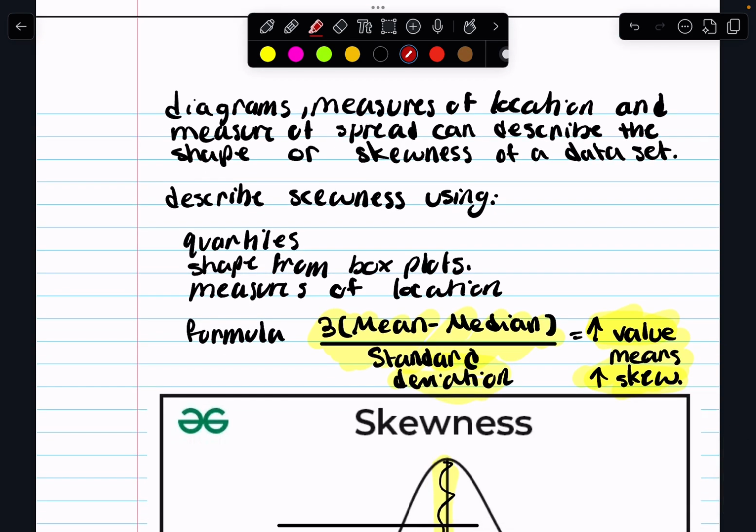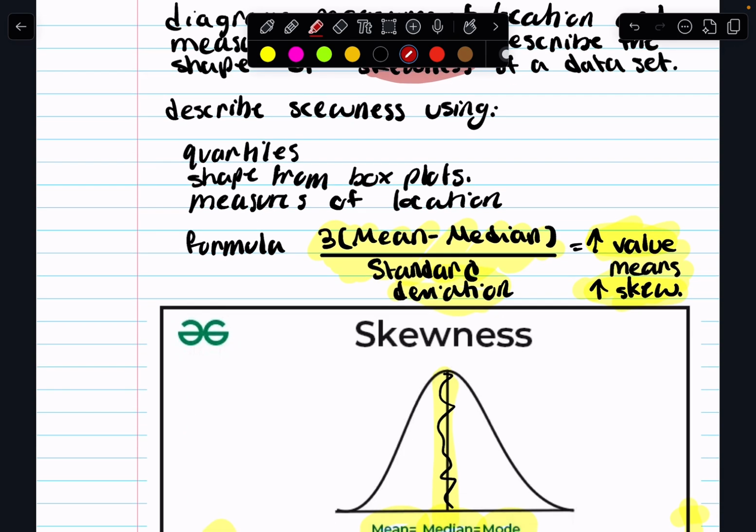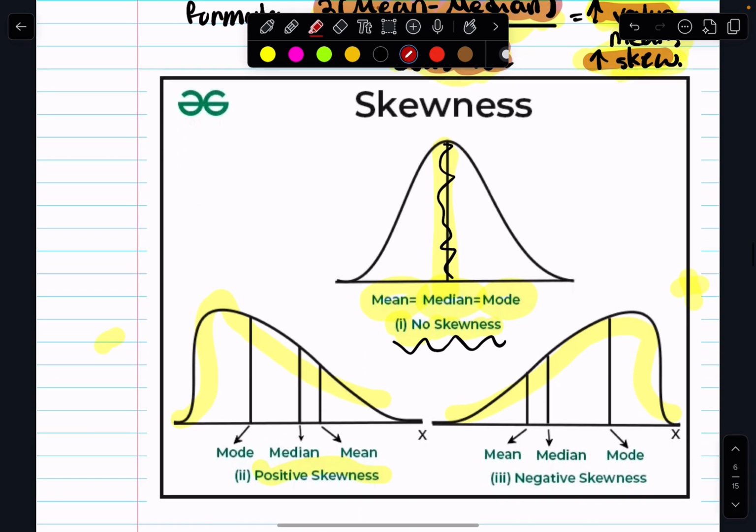Diagrams, measures of location, and measures of spread can describe the shape or the skewness of a data set. So how can we describe skewness? You could use quartiles, shapes from box plots, measures of location, and most importantly, there's a formula: 3 times the mean minus the median, over your standard deviation. The greater that value is, the greater your skew is. And the opposite way around, obviously.